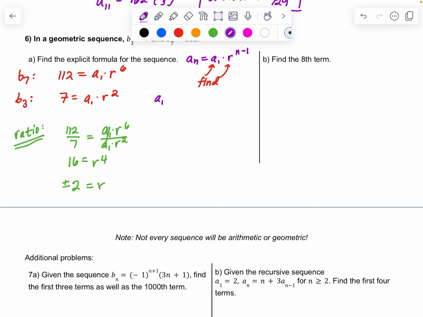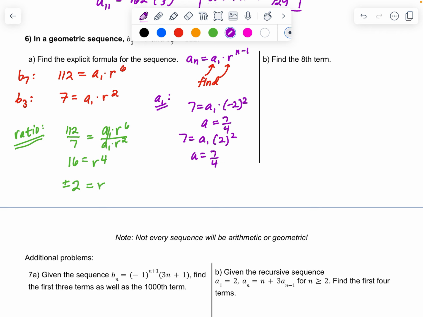So in order to find the first term, I have two different ones I could do. So if r is negative 2, we would do a sub 1 times negative 2 squared. And so then you get a value of 7/4, it looks like. And then we'll do the same thing with positive 2. And because we're squaring it in this scenario, we actually get the same first term, as we should. But you should be able to get it either way.